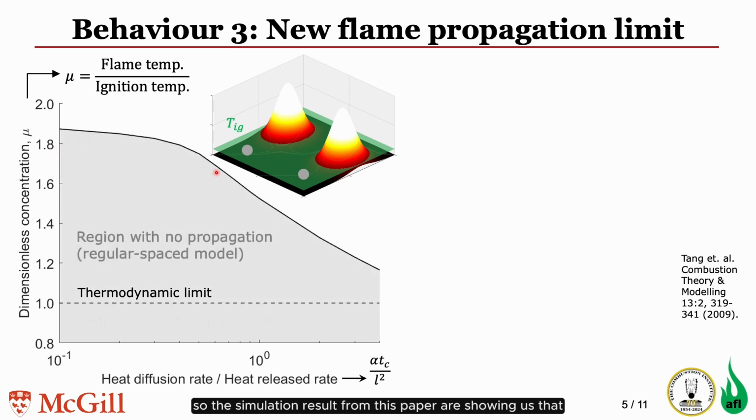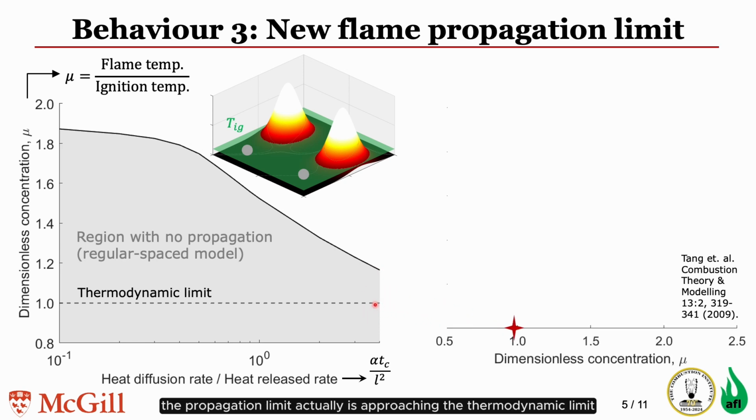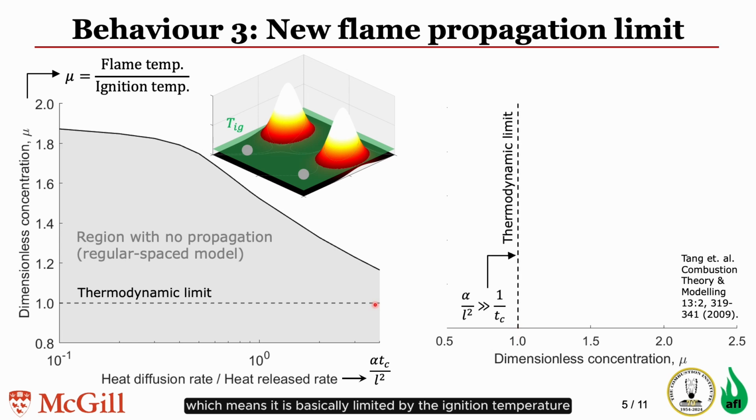The simulation results from this paper show us that if we have a heat diffusion rate a lot faster than the heat release rate, the propagation limit approaches the thermodynamic limit, which means it is basically limited by the initial temperature. Now if we have another extreme case where the heat diffusion rate is a lot slower, we see the propagation limit is about 2 times higher than the thermodynamic limit.